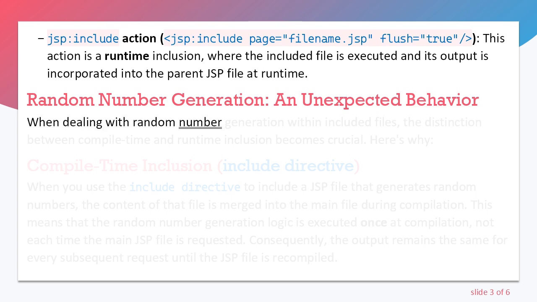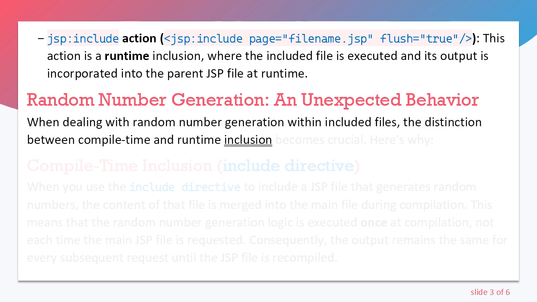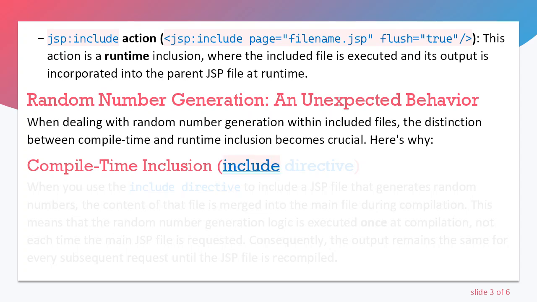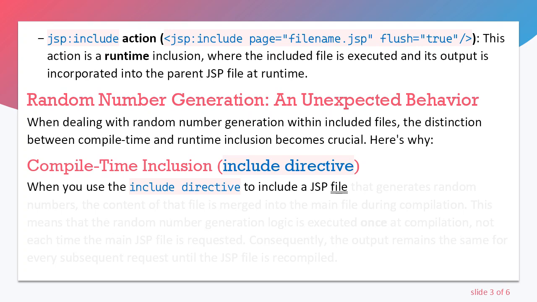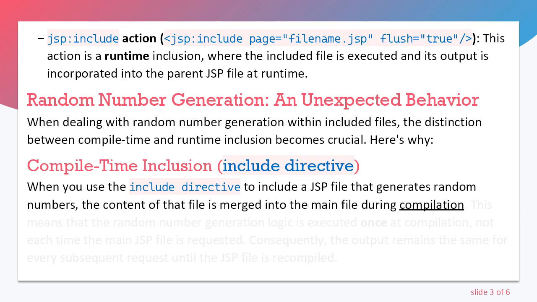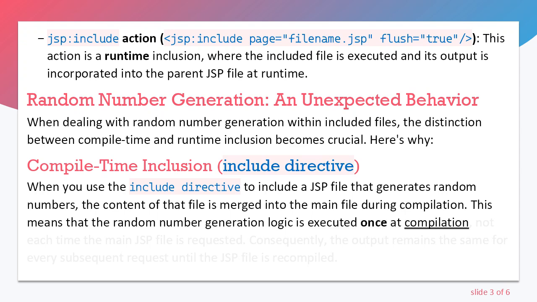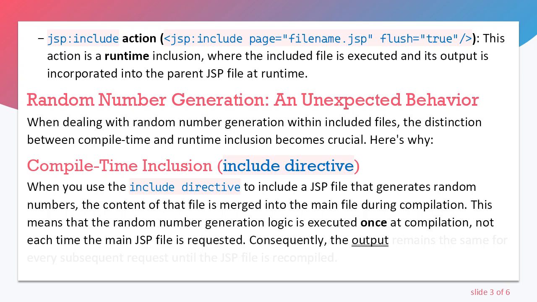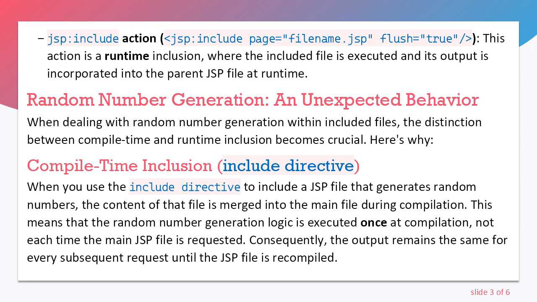When dealing with random number generation within included files, the distinction between compile time and runtime inclusion becomes crucial. Here's why. Compile time inclusion, include directive. When you use the include directive to include a JSP file that generates random numbers, the content of that file is merged into the main file during compilation. This means that the random number generation logic is executed once at compilation, not each time the main JSP file is requested. Consequently, the output remains the same for every subsequent request until the JSP file is recompiled.